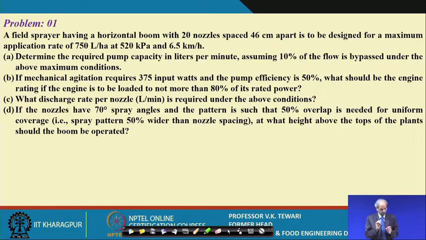Very excellent problem so far as understanding the design of a good sprayer is concerned. You have the sprayer, you have the conditions, you have been given nozzles, you have been given the spacing of those nozzles, but certain aspects are given to see how you check the performance of this. Let us see how we approach. The first is to determine the required pump capacity.